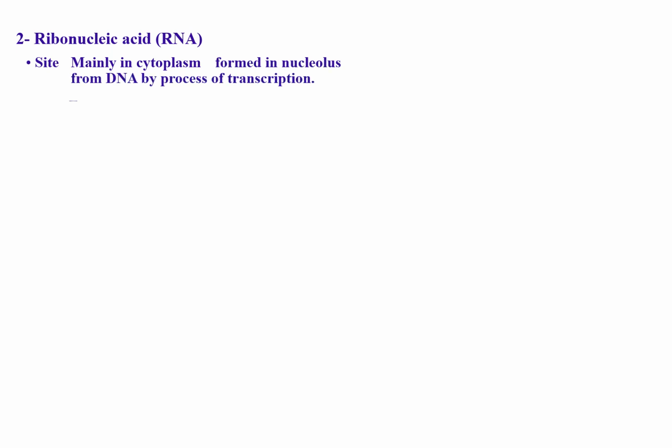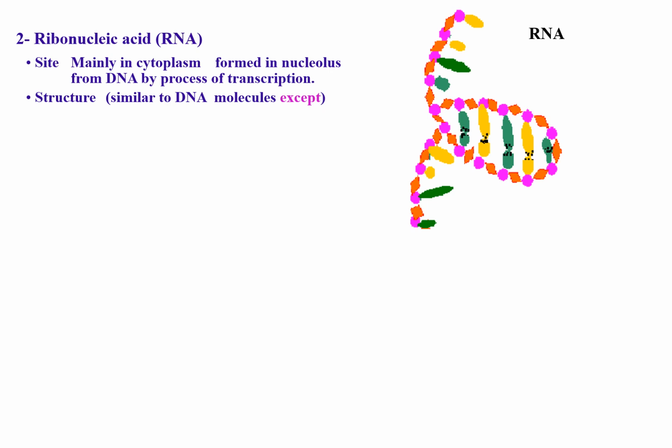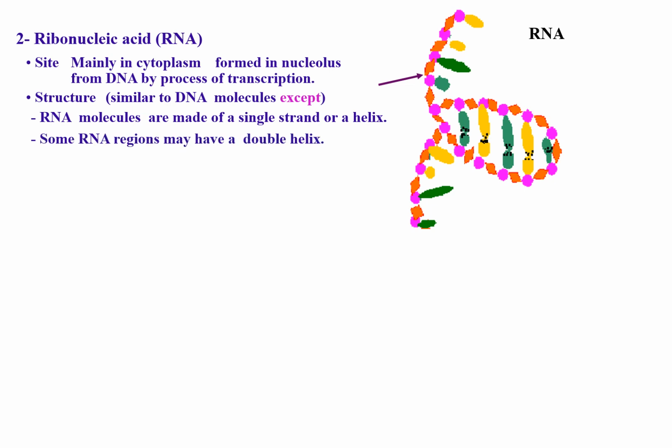Ribonucleic acid, RNA, site. It is found mainly in the cytoplasm. It is formed in the nucleolus from DNA molecules by the process of transcription. Structure. RNA molecules are basically similar to DNA molecules, except RNA molecules are made of a single strand or helix. Some regions, however, may have double helix.